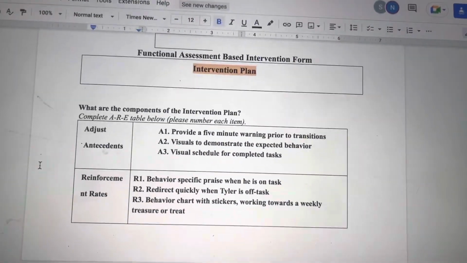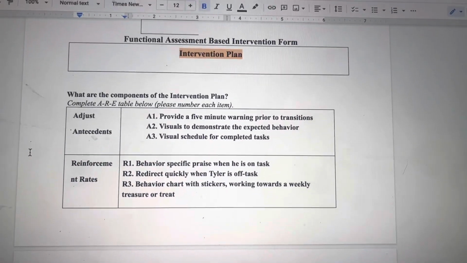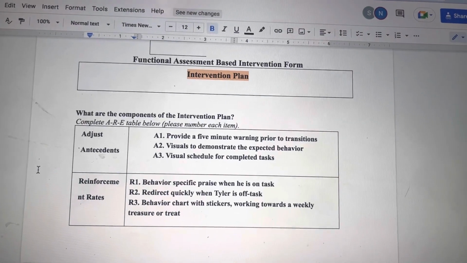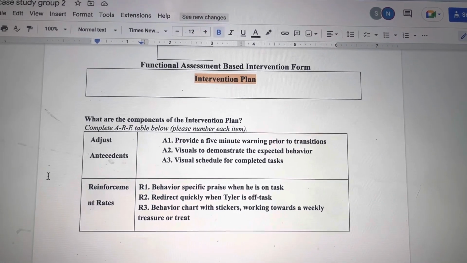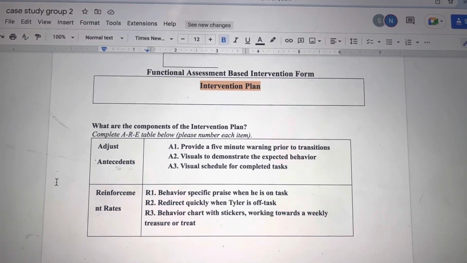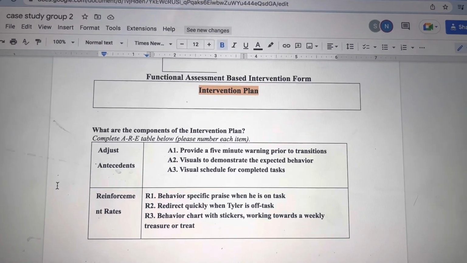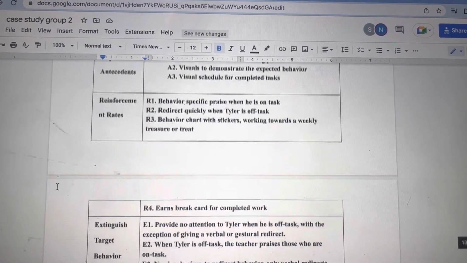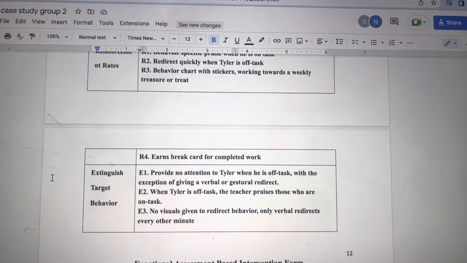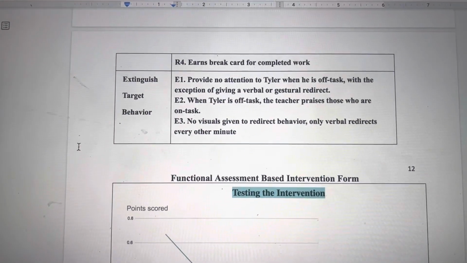For reinforcements, we want to show him behavior-specific praise when he is on task, and then also redirect him really quickly when he's off task. And then we're also going to provide a behavior chart with stickers so that he could work towards a weekly treasure or treat when he does show good behaviors.